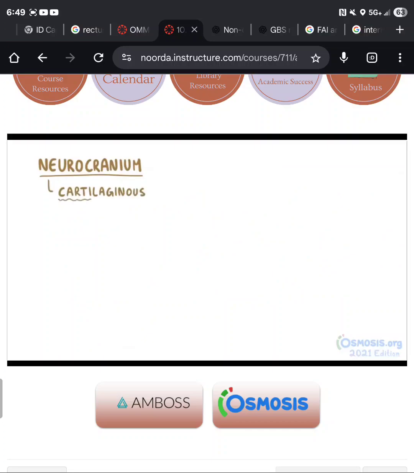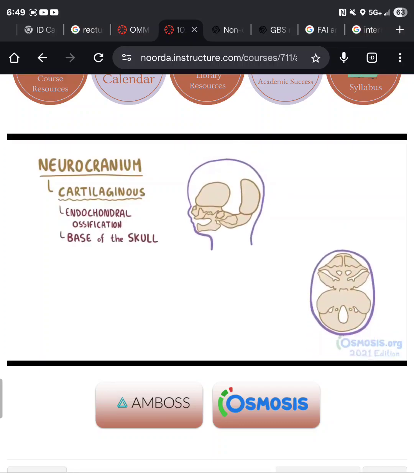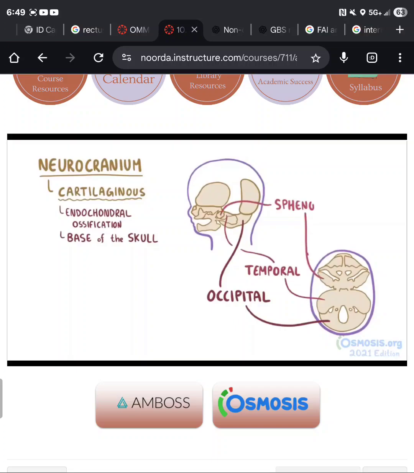Then there's the cartilaginous neurocranium, or the chondrocranium, which forms through endochondral ossification and gives rise to the base of the skull, or the bony floor underneath the brain. The chondrocranium accounts for the rest of the occipital and the temporal bones, as well as the sphenoid and the ethmoid bone.